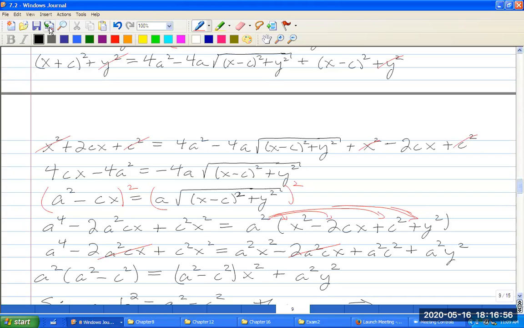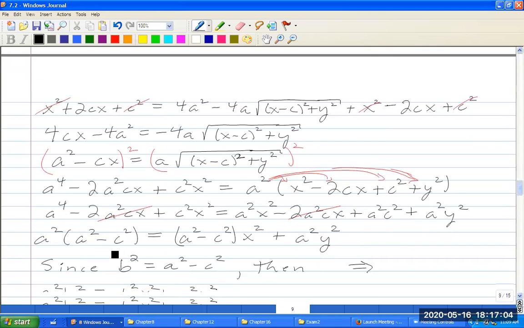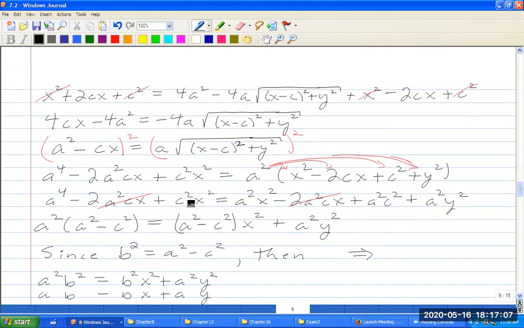And so, just rewriting the left-hand side of the equation, a to the fourth minus 2a squared cx plus c squared x squared equals a squared x squared minus 2a squared cx plus a squared c squared plus a squared y squared. The minus 2a squared cx terms cancel.